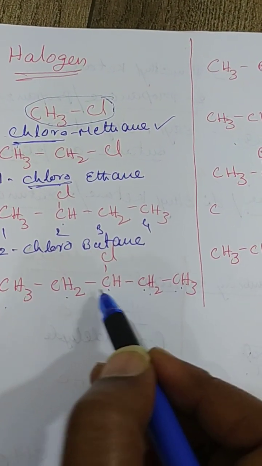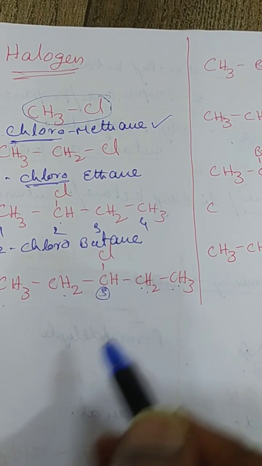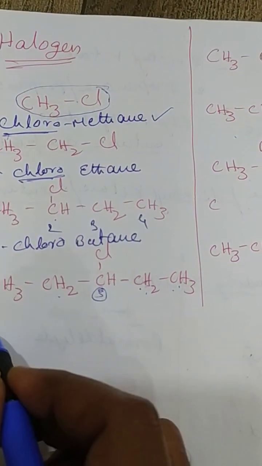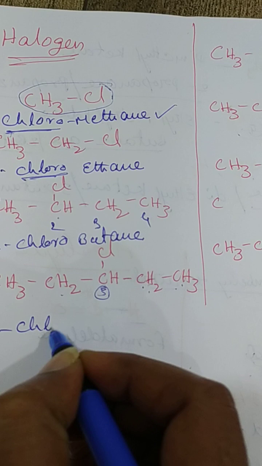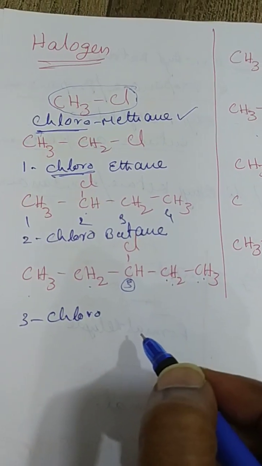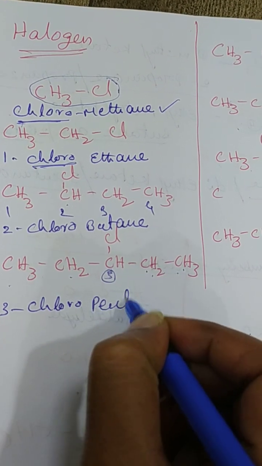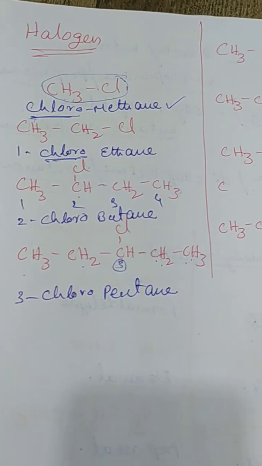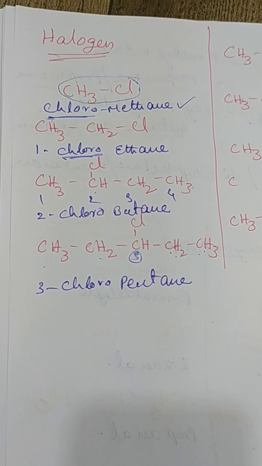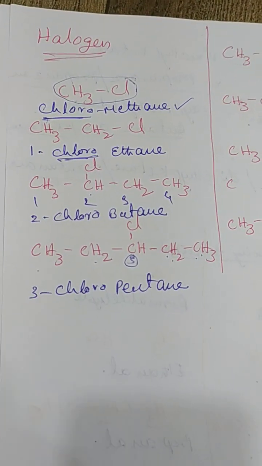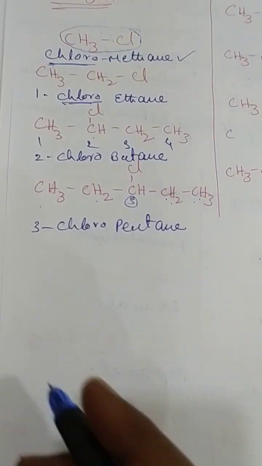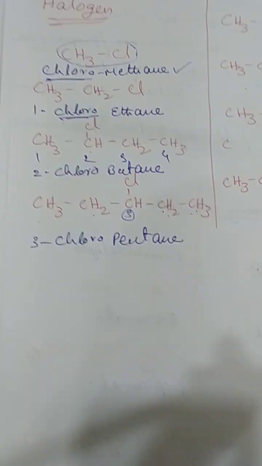1 2 3. From either side it will come at the third carbon. So 3-chloropentane. 3-chloropentane. You can see it like this. Okay, I'm just going to some more extension.